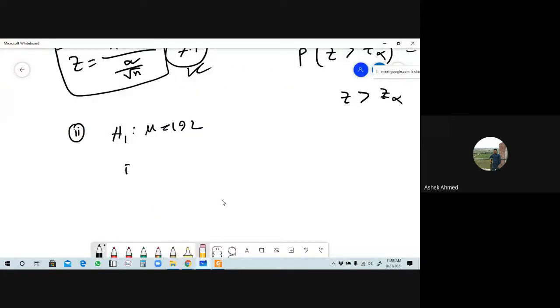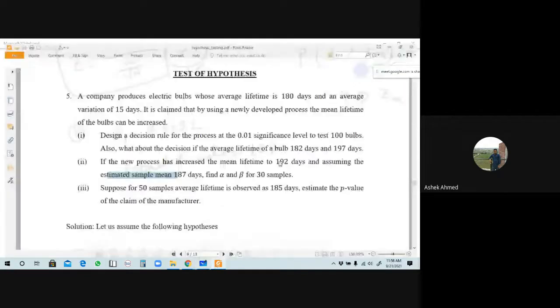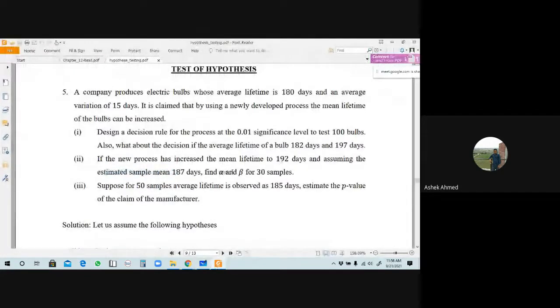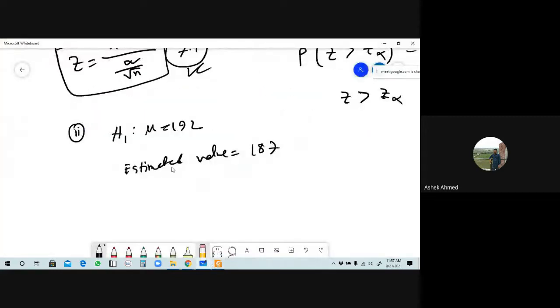So assuming that the estimated sample mean here, there's given another value, estimated value that is here 187 days. Okay, so from here we have to find out alpha and beta for 30 samples. Here the value of n is 30. Okay, we have to find out the value of alpha. Can you remember about alpha? Alpha was the probability of type 1 error. Can you remember?